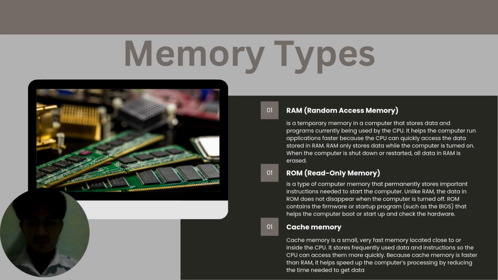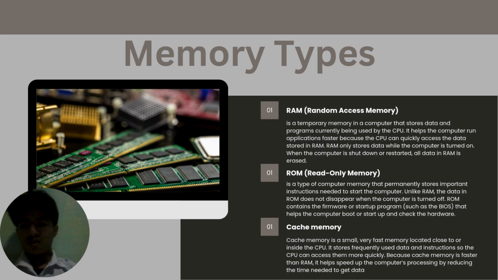Memory types. First is RAM, or random access memory. It is a temporary memory in a computer that stores data and programs currently being used by the CPU. It helps the computer run applications faster because the CPU can quickly access the data stored in RAM. RAM only stores data while the computer is turned on. When the computer is shut down or restarted, all data in RAM is erased.